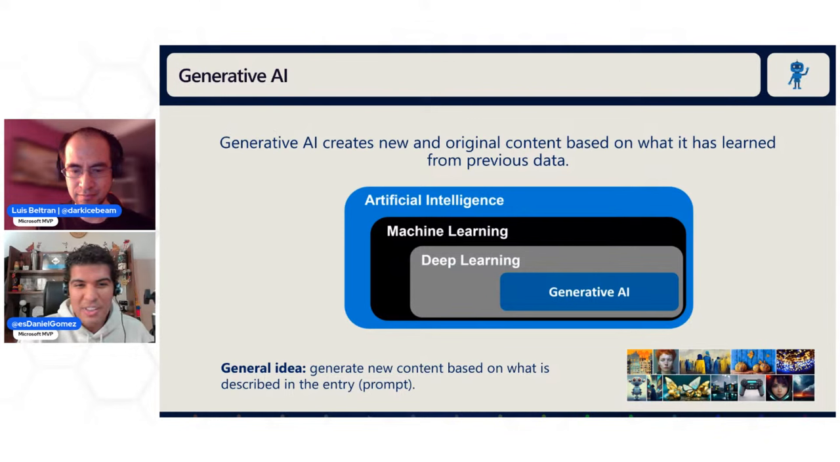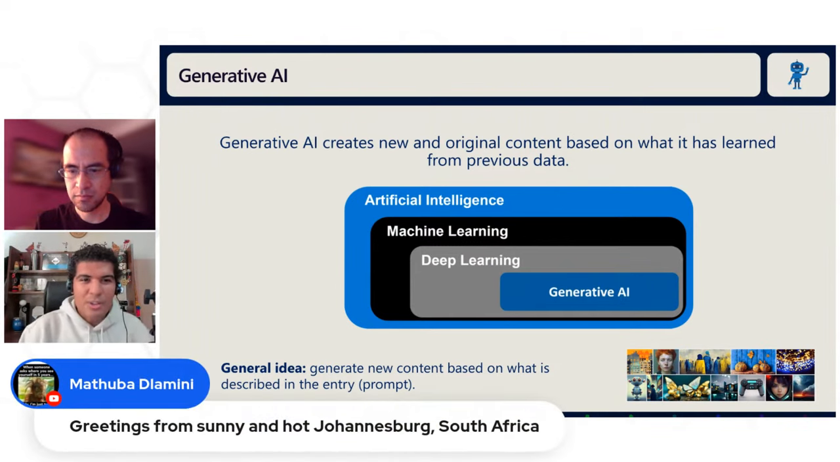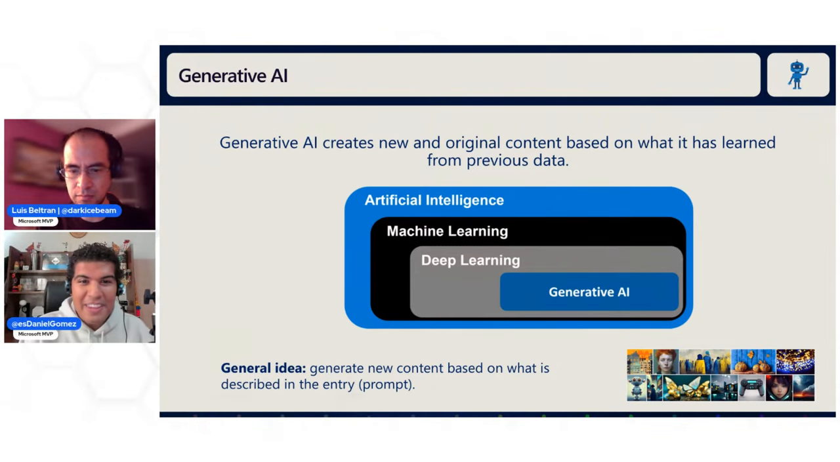Then, if we go to a deeper level, we have deep learning, for example, when we have interactions with systems like Siri and Alexa. And under all of that, we can consider generative AI. The general idea of generative AI is to create new content from an entry or prompt.